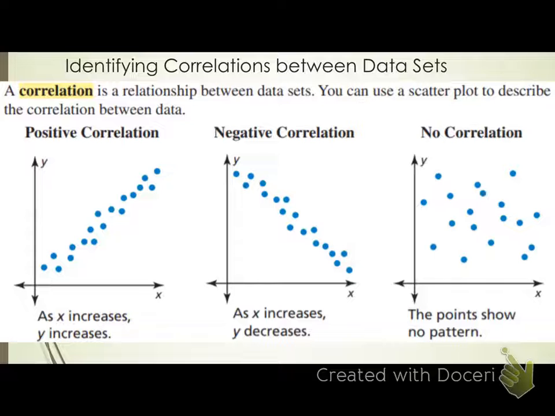Same thing here. If it's going downhill from left to right, what kind of slope is that? Negative. So as x increases and y decreases, that's what we would call a negative correlation. Does that make sense?